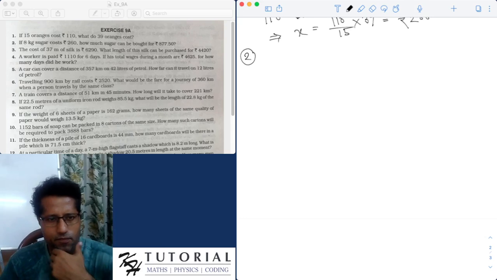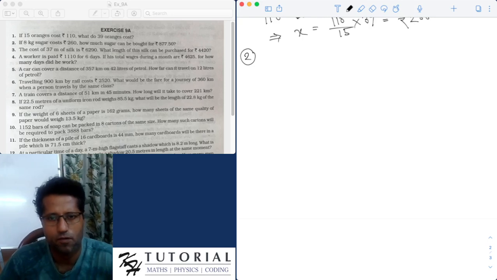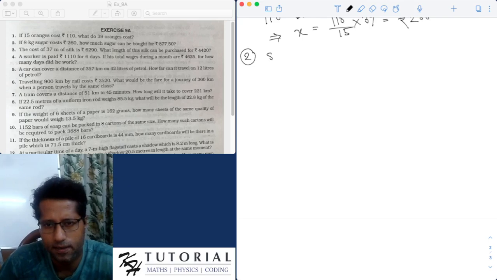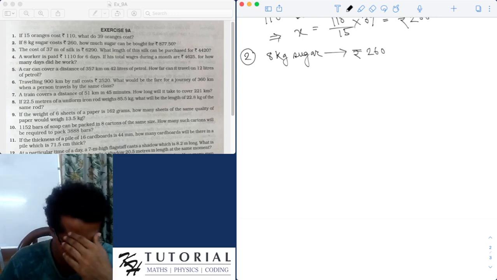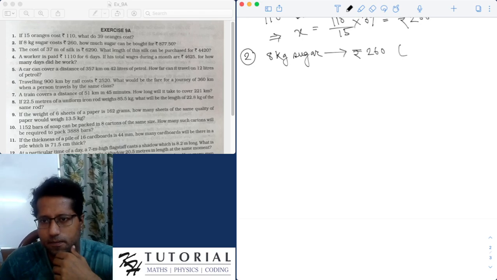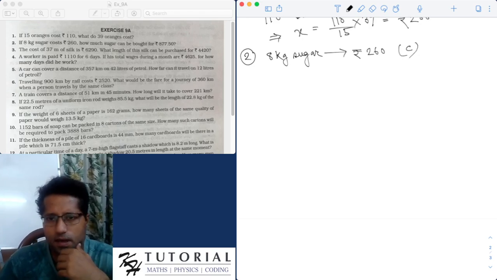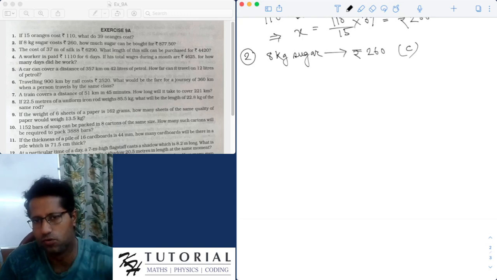It says that if 8 kg sugar costs rupees 260, how much sugar can be bought for rupees 877.50? Okay, so it is given that 8 kg sugar costs rupees 260. So let's say I am representing the cost as C, and the amount of sugar as S.